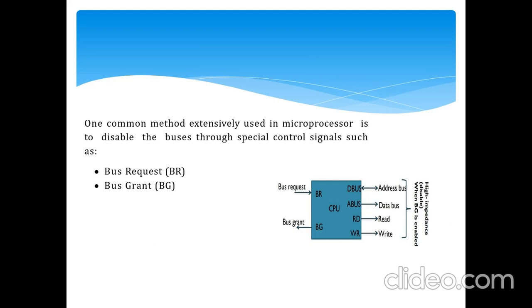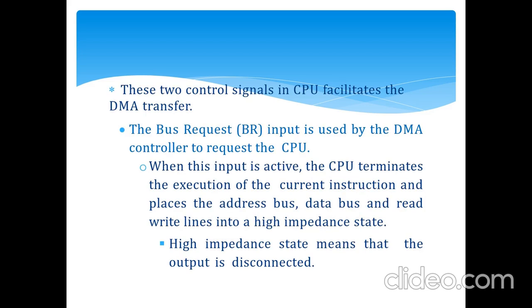One common method used in microprocessors is to disable the buses through special control signals, that is bus request and bus grant. Bus request is an input used by the DMA controller to request the CPU. When the input is active, the CPU terminates the execution of the current instruction and places the address bus, data bus and read and write lines into the high impedance state. High impedance state means that the output is disconnected.